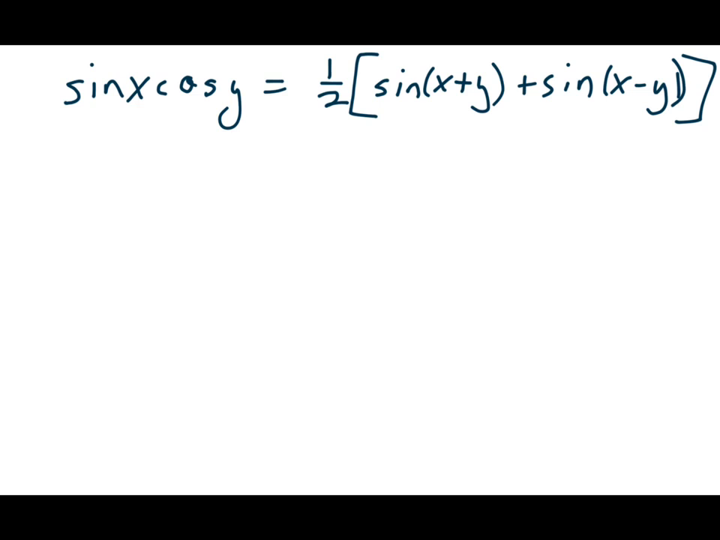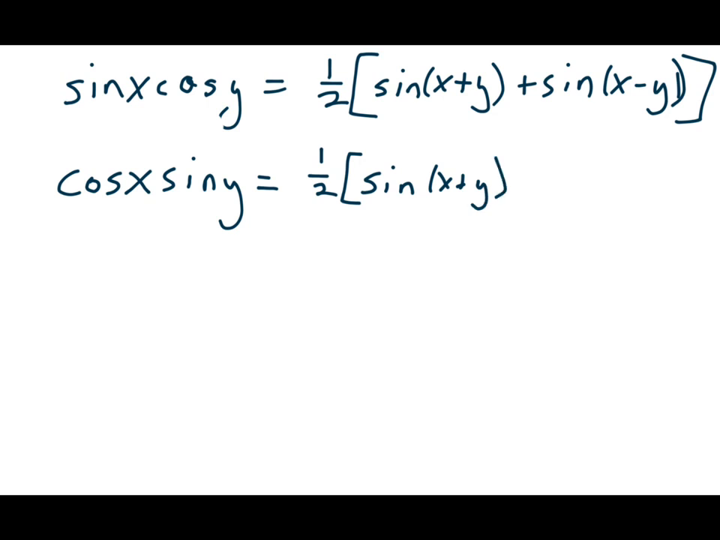And that went from a product, two things multiplied together, to two things added together. It may be more complex, but sometimes you have no other way but to do it that way. So similarly, if you move things around and do similar techniques to what I just did, we can come up with all the other ones. If we have cosine of x times sine of y, that's going to be 1/2 of sine of x plus y minus sine of x minus y.